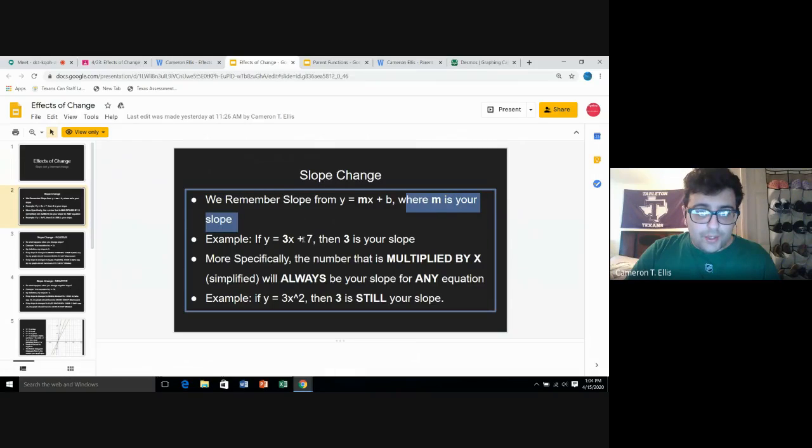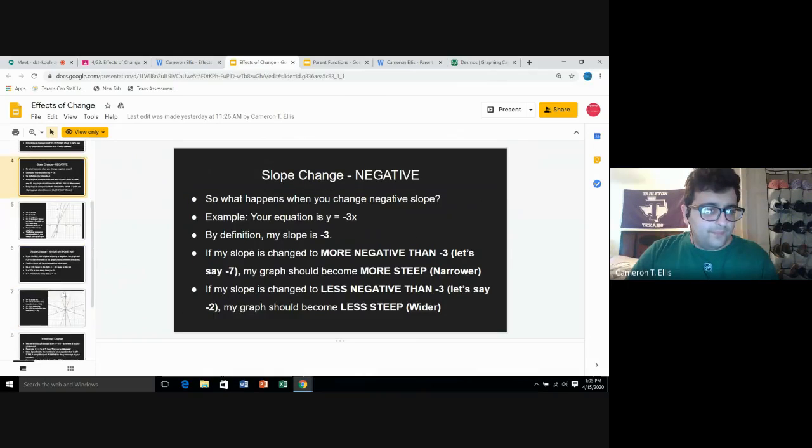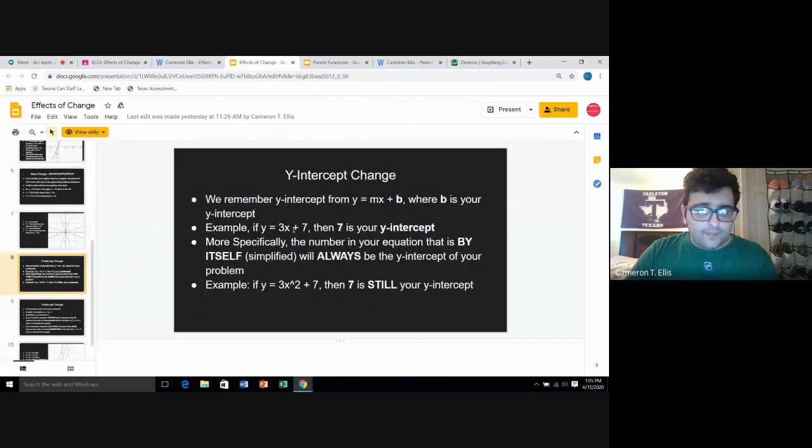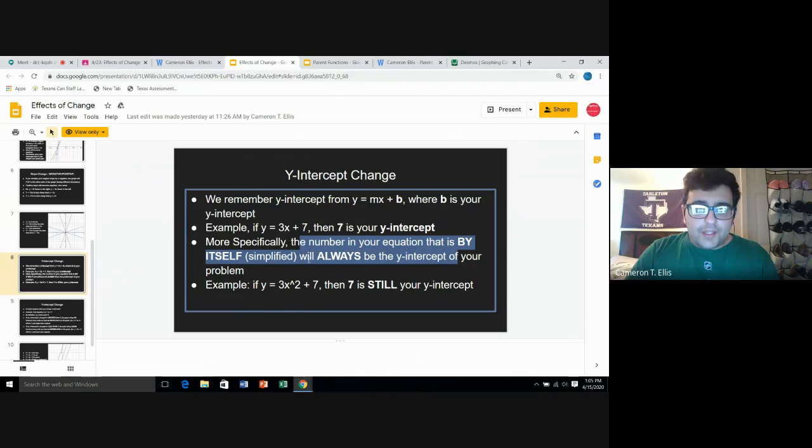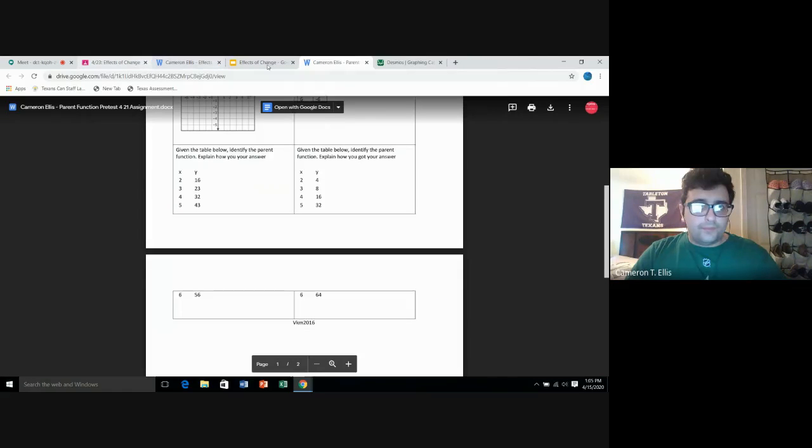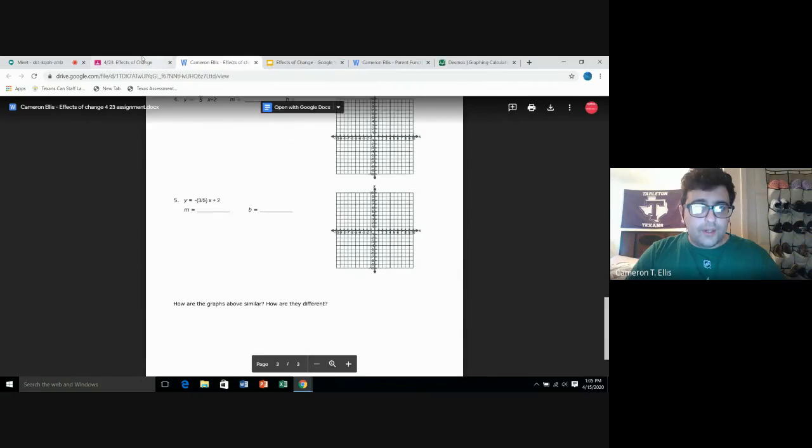Remember, m is your slope. If y equals 3x plus 7, the 3 is your slope. The number that is multiplied by x will always be your slope. Remember that, right? In 3x plus 7, 7 is your y-intercept, right? The number in your equation that is by itself will always be the y-intercept of your problem. So just remember that, guys. Okay? And I do believe that is all that there is for 423, just 1 through 5, right?